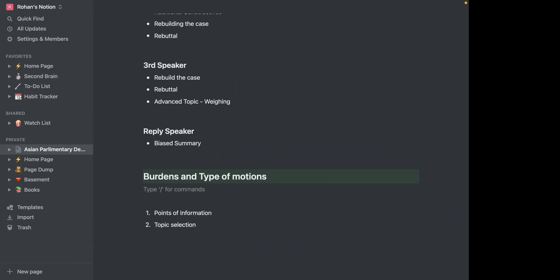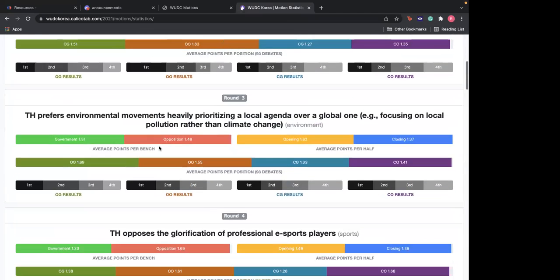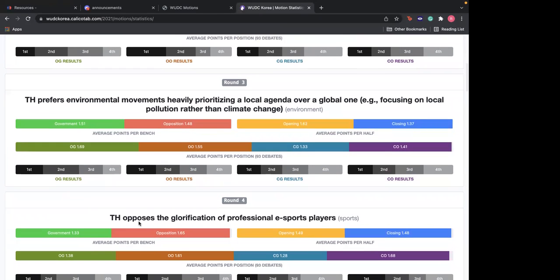So motions dictate some level of burden. For example, if I had this house opposes glorification of professional esports players, proposition has a burden to prove why we should oppose something. Why is it so harmful that we have to go ahead and oppose this? This is a burden on team proposition because this is something they have to prove in this debate in order for them to be convincing.